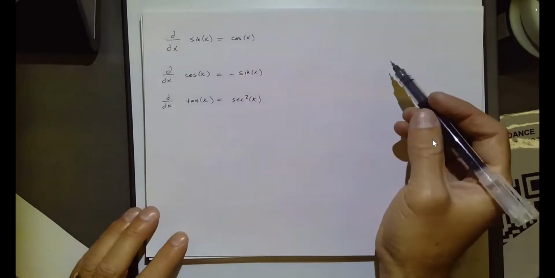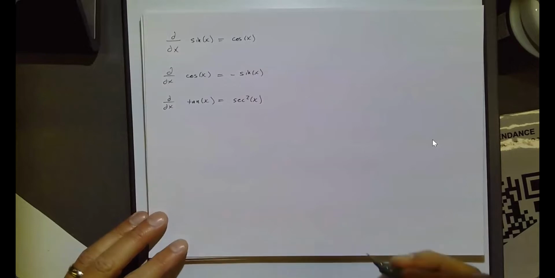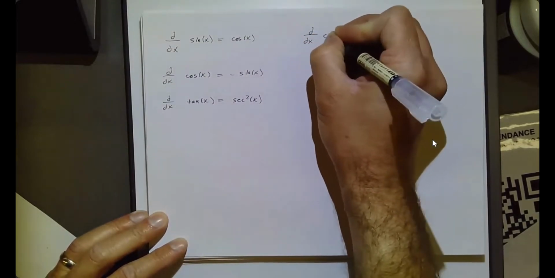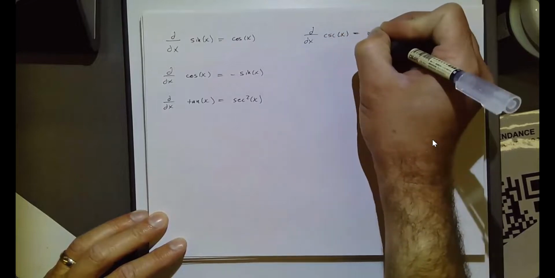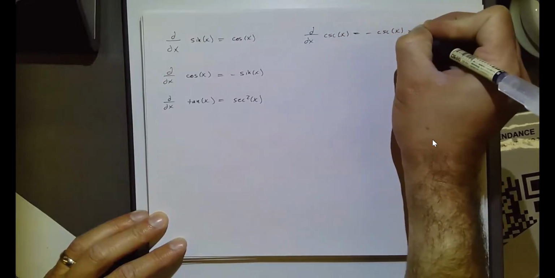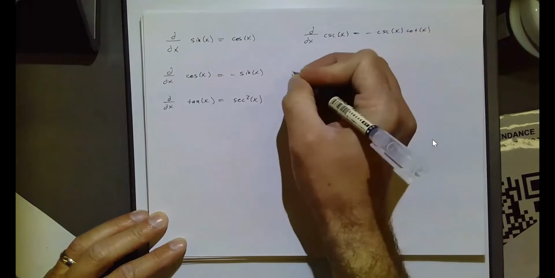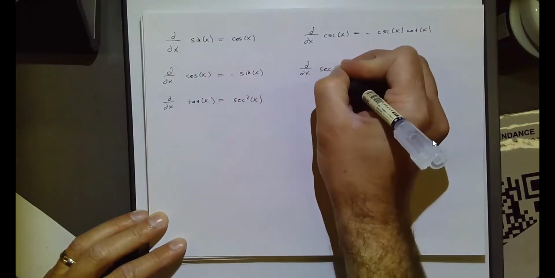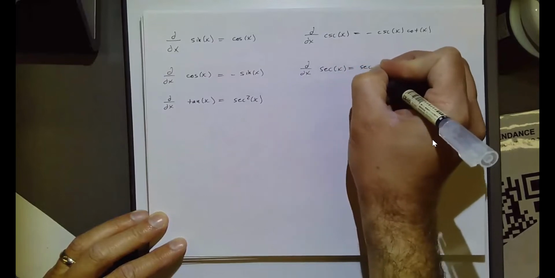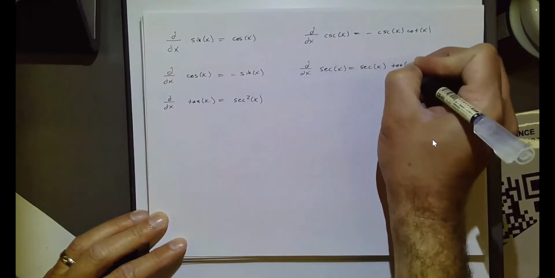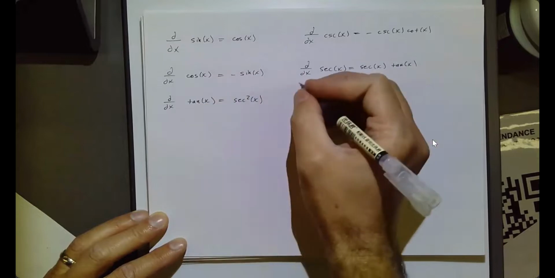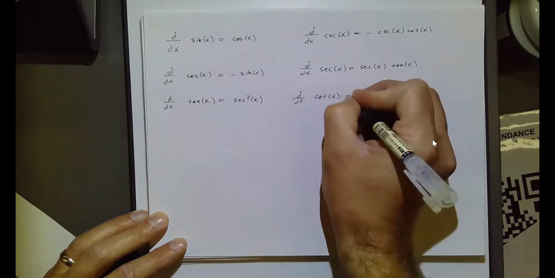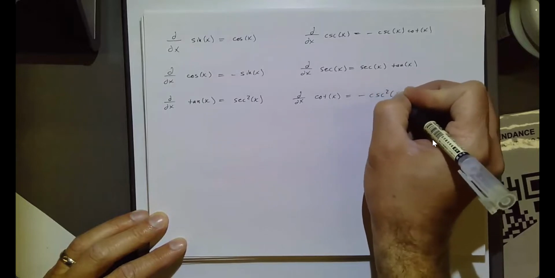And then to the right, we write the reciprocal functions. The reciprocal of sine is cosecant. The derivative of cosecant of x is negative cosecant of x times cotangent of x. Reciprocal of cosine is secant, and the derivative of secant of x is secant of x times tangent of x. And the reciprocal of tangent is cotangent, and the derivative of cotangent of x is negative cosecant squared of x.